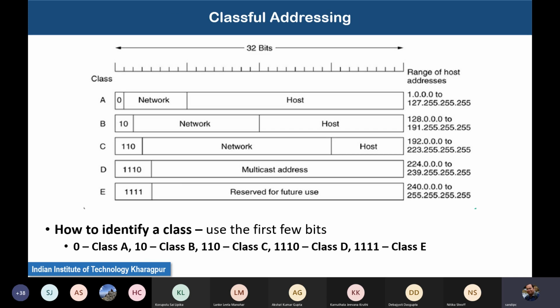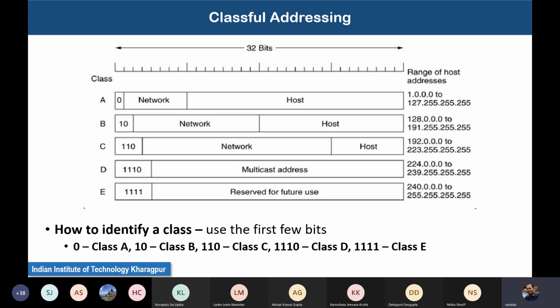So class A was basically used to design networks with a large number of hosts. Class B has an equal number of network bits and host bits, so 16 bits of network and 16 bits of host. You can support 2 to the power 16 minus 2 hosts in every network. And class C was designed to support small networks, where you have 24 bits of network IP and 8 bits for host IP. So for every individual network, you can support at most 2 to the power 8 minus 2 hosts.